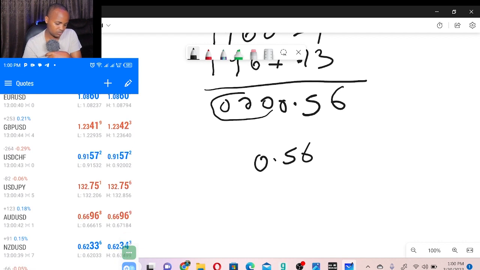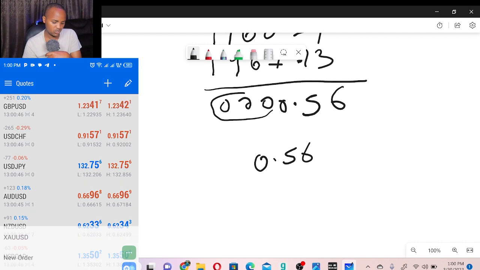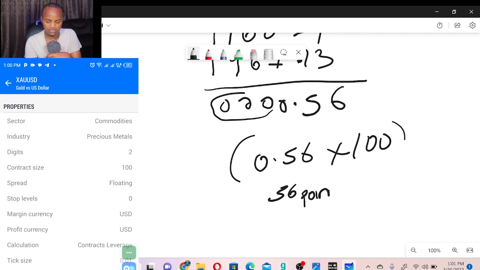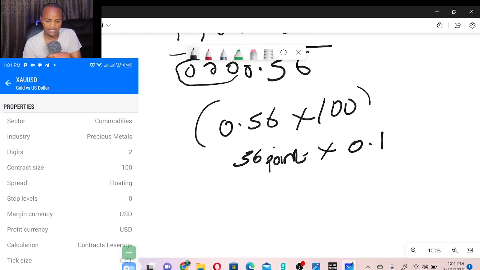So we just look at the price. Remember to go to the gold and go to the properties, and then you'll see the contract size is 100. So we multiply this times 100. Remember, this will just give us 56 points. Okay, so we multiply times the lot size, which is the lot size of 0.1 that I have used. You see the lot size, you can just adjust it. So that's where you see we got $5.6. So 56 times 0.1 is actually $5.6. So you can see how easy it is.